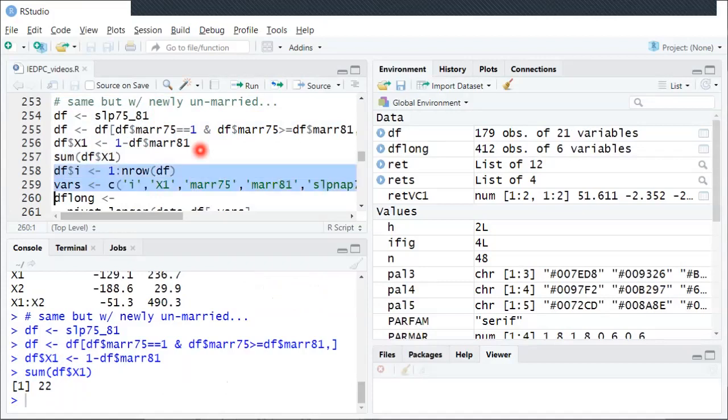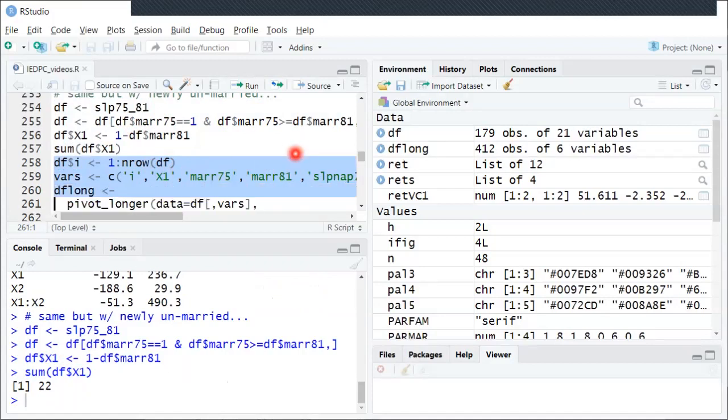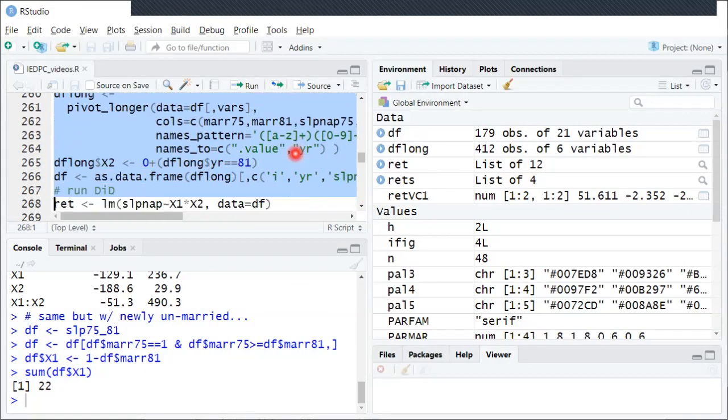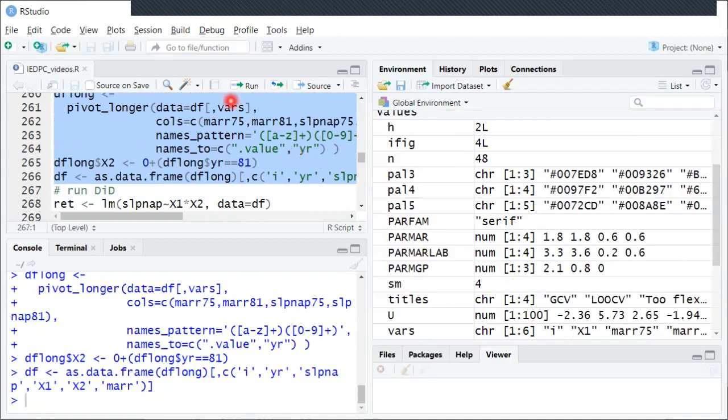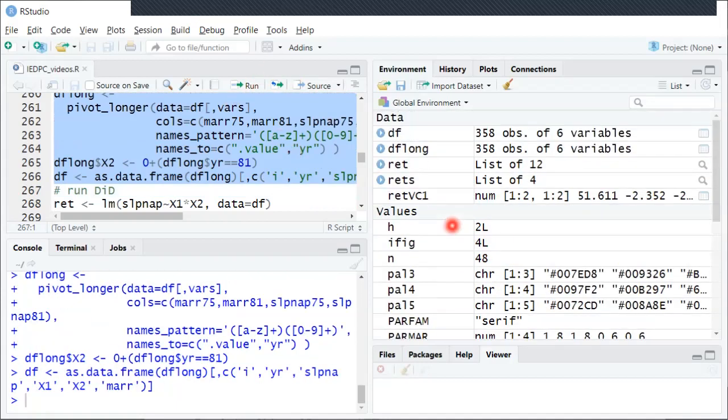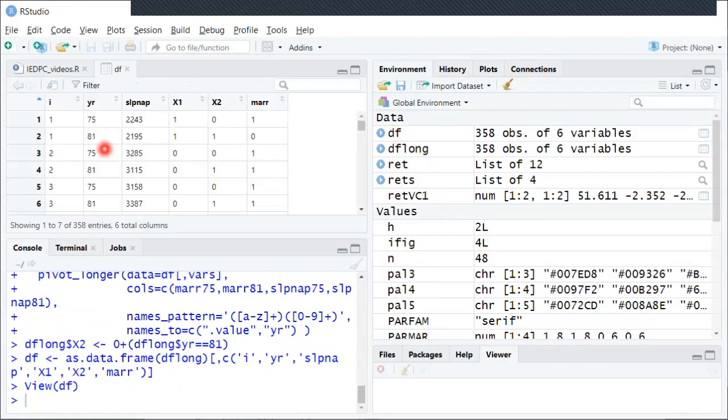Other than that, it's basically the same code, just using these marriage dummies instead of the young kids dummies. We'll set up that data set. Again, the structure of the data set is the same as before: 2 rows per individual, 1 for each year. You can see the different amounts of sleep they get. I should have said, I switched it.